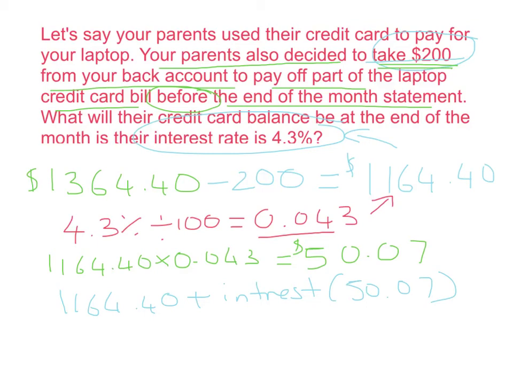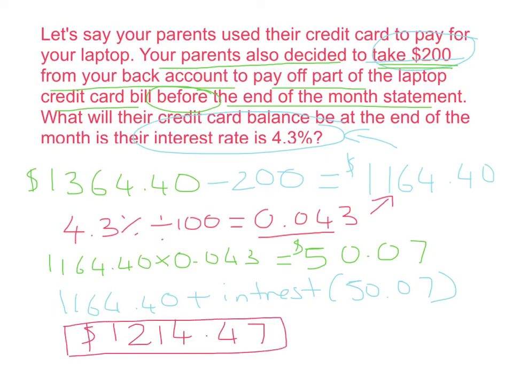And my credit card bill for that month is going to be $1,214.47, again, if you round the number. That's going to be my new credit card statement. Okay, that's what my statement's going to say. So your parents' new credit card balance at the end of the month is going to be that amount. And again, if they don't pay this amount, then it's going to continue to increase.